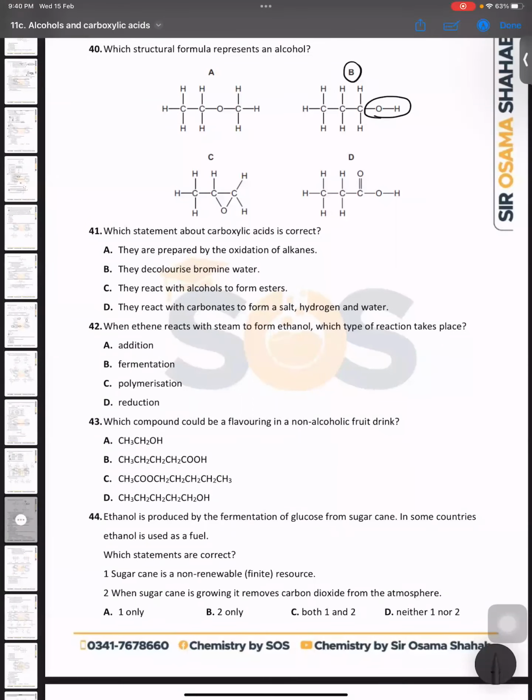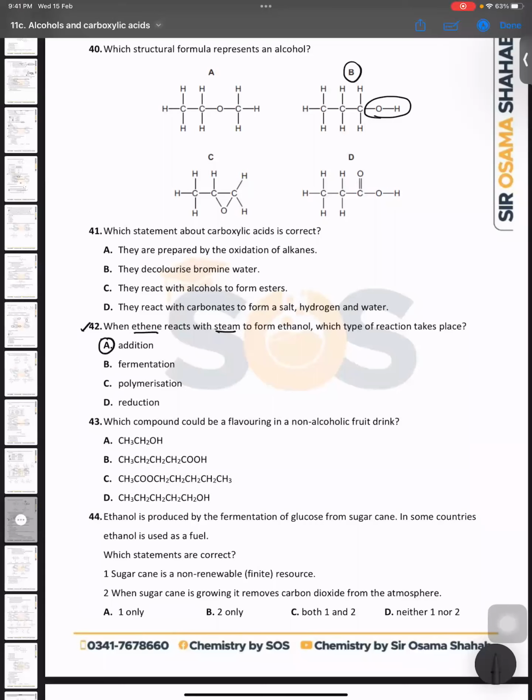Yes, sir. Then question number 42 is saying, when ethene reacts with steam to form ethanol, which type of reaction takes place? Ethene reacting with steam, and we did this in the alkenes chapter. Whenever alkenes react with water, with halogens, with hydrogen, they are always addition reactions. So the right answer would be A. Right, children?